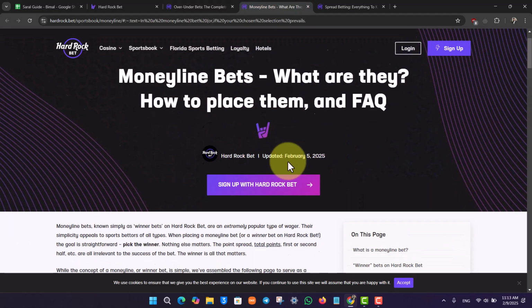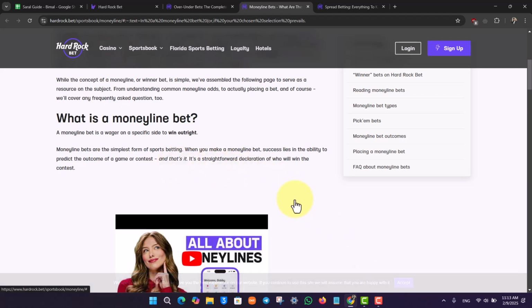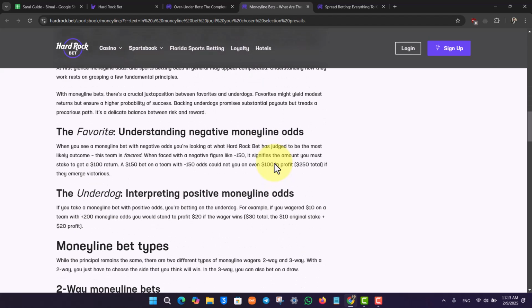Let us move on to moneyline bets. Now, a moneyline bet is a wager on a specific side to win outright, and moneyline bets are the simplest form of sports betting. When you make a moneyline bet, success lies in the ability to predict the outcome of a game or contest, and that's it. It's a straightforward declaration of who will win the contest.